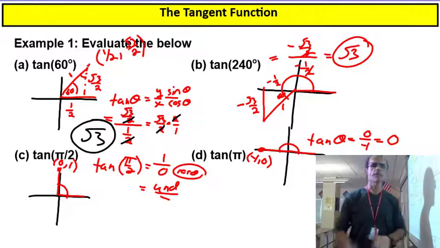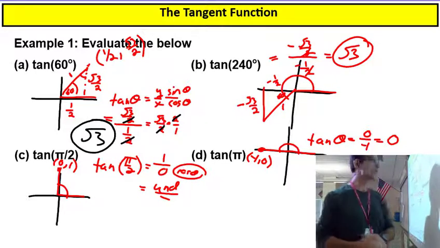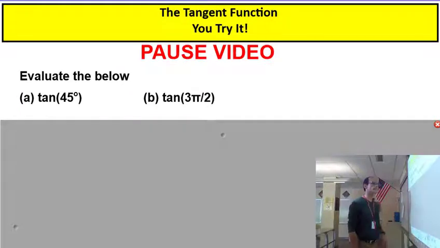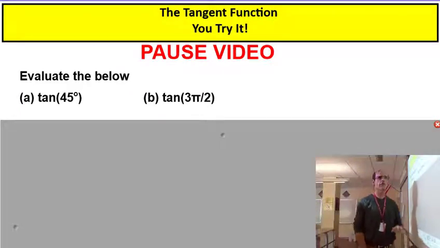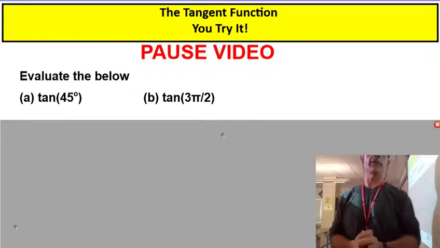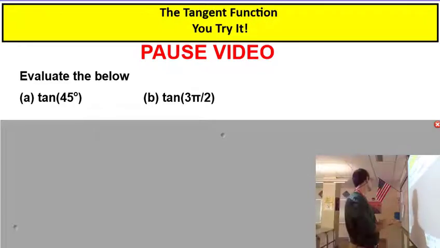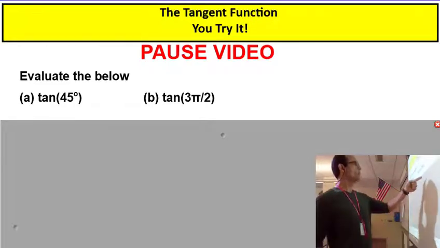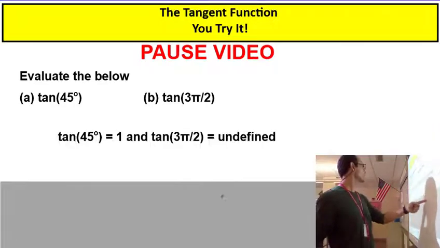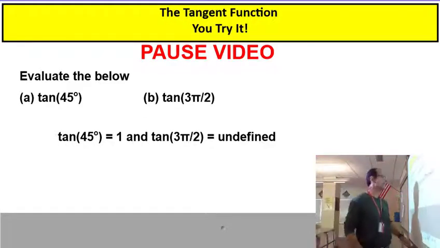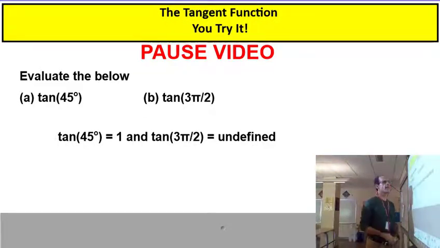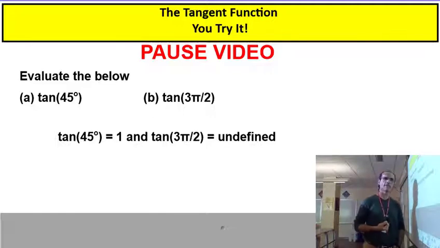Okay? All right. Now, let's go ahead and let you try a couple. Go ahead and find the values for those, and I'll go through them real quickly with you if I need to. Okay, so you should have gotten tangent of 45 degrees is 1, and the tangent of 3 pi over 2 is undefined.